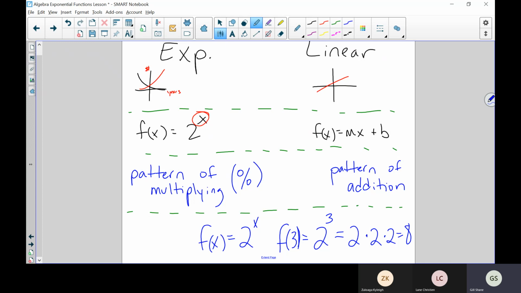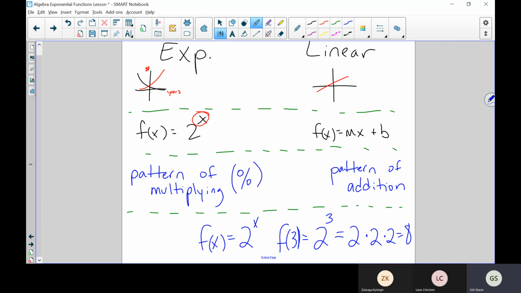All right, so we already talked about what a graph looks like if it's exponential or linear. We talked about equations. If you have a percentage and it says you're increasing by a percentage or decreasing by a percentage, like in a word problem, that would be exponential, because you're not going to just have a pattern of adding a percentage. You're going to multiply times that percentage.